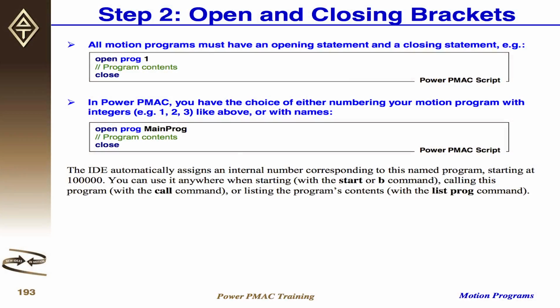Okay, so your motion program can have a name or a number, like I said. So OpenProg1 or OpenProg main prog, these will both work. And wherever you want to reference the program, you can just use 1 or main prog. That includes using the start command or the call command, which you haven't learned about. You'll learn about that in the subprograms. But the call command allows you to call a motion program from somewhere else. And with the listprog command, listprog will dump the contents of your motion program to the terminal window or from wherever you called it, for example, a host program. And you would just write listprog main prog if you named it main prog, and that would work just fine.